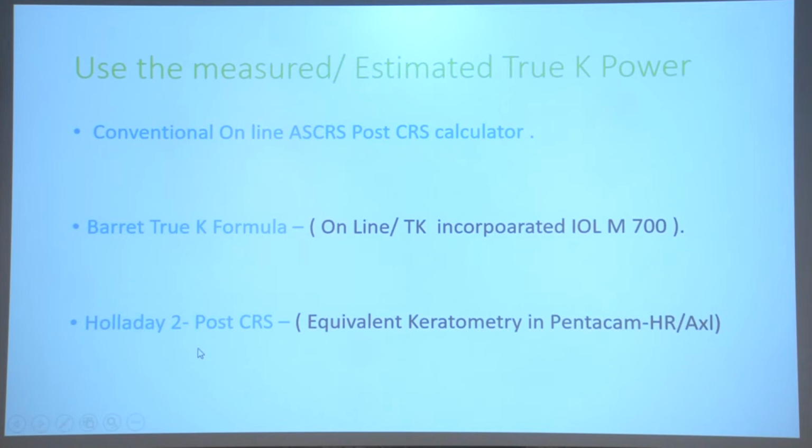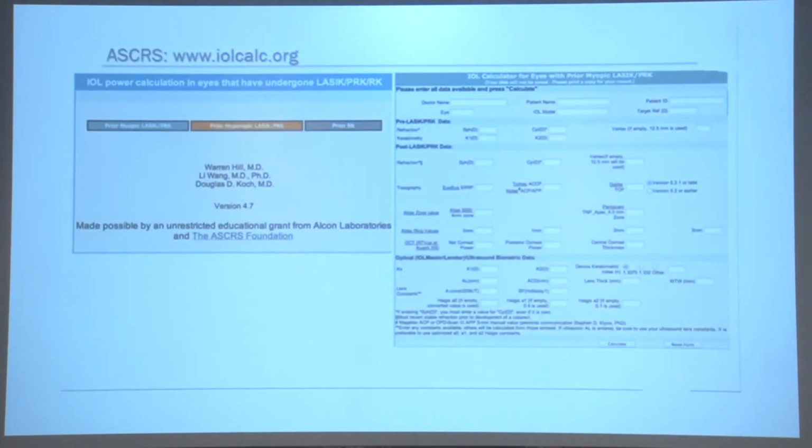Holladay 2 is the post-refractive surgery version, where equivalent keratometry in Pentacam HR is used, and the axial length is also used. This is if you are doing your IOL power calculation. Though I don't do much, this is a very familiar page that everybody would be aware of and using.